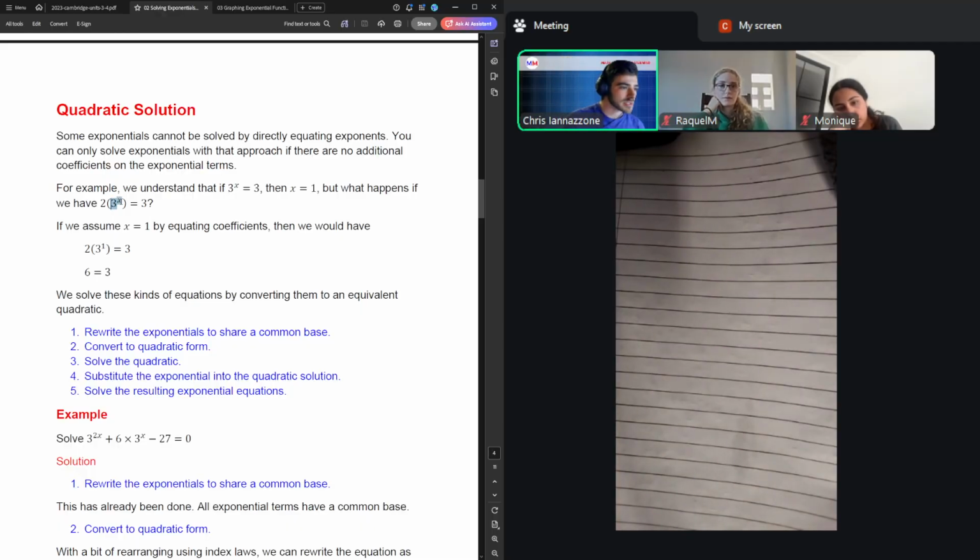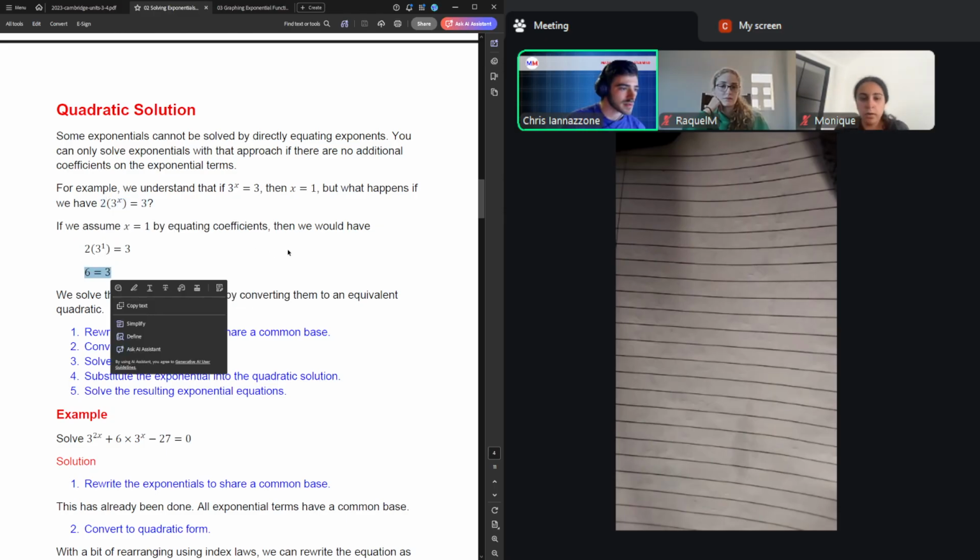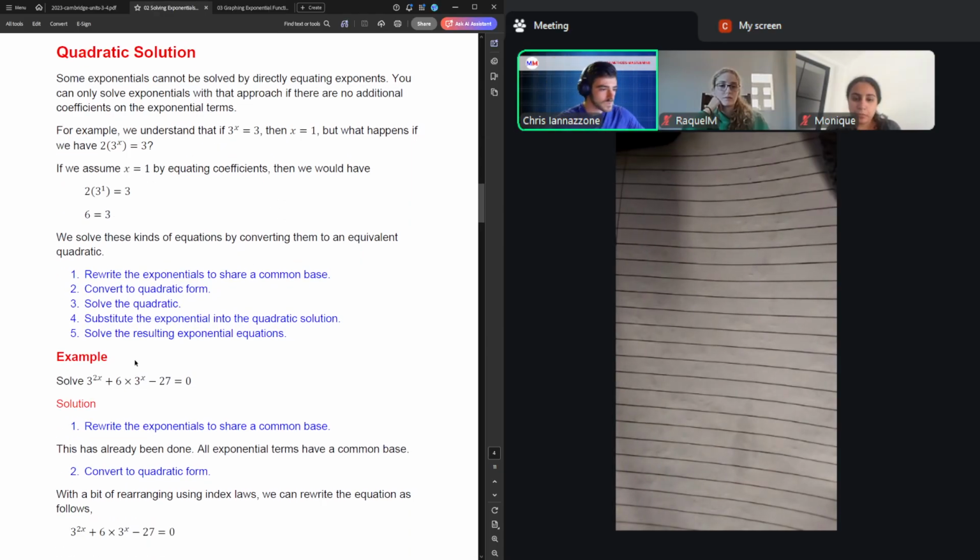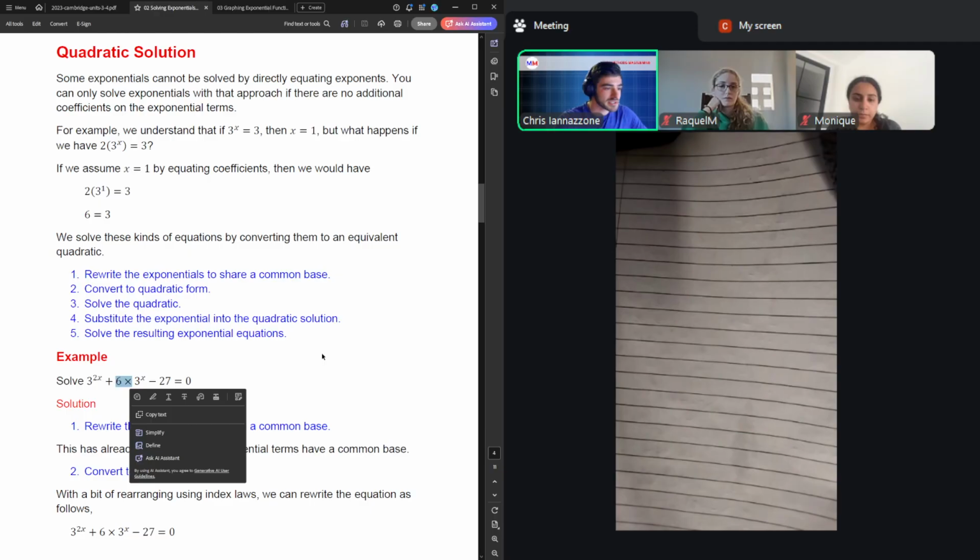If you just chuck in x equals 1 here and pretend that this didn't exist, then, well, you get a stupid solution of 6 equals 3. Not great. So that's a bit about why we need a slightly different approach to solve these kinds of questions.